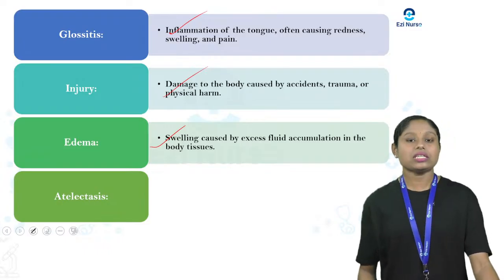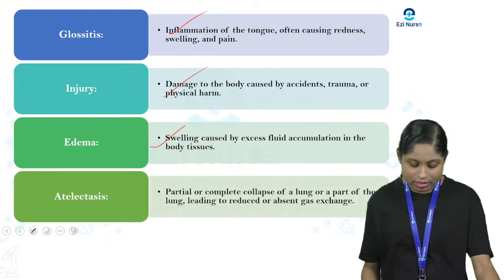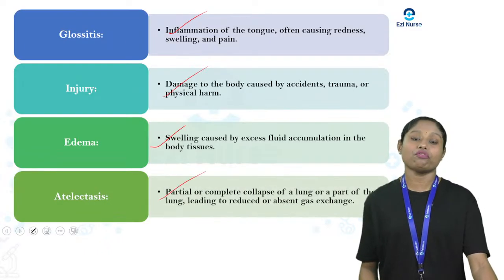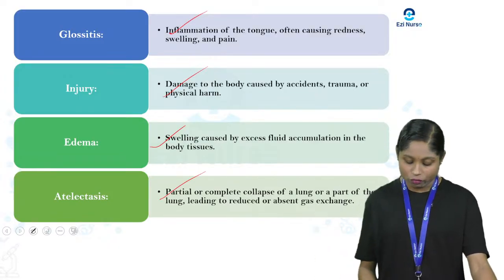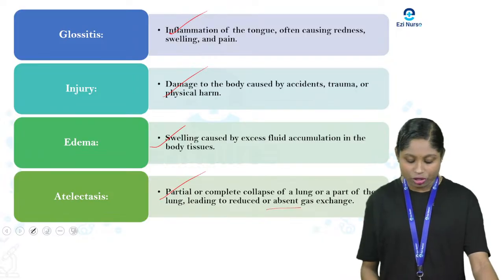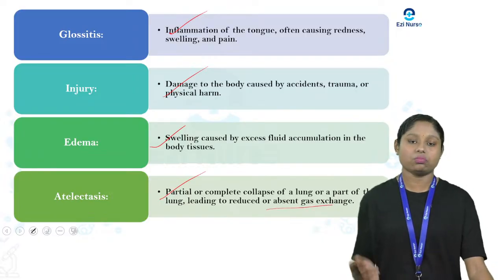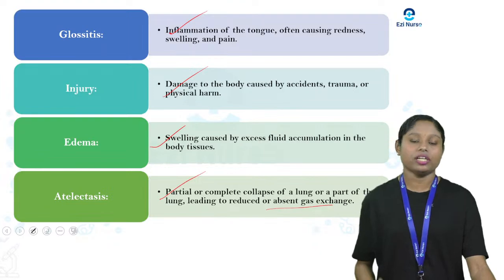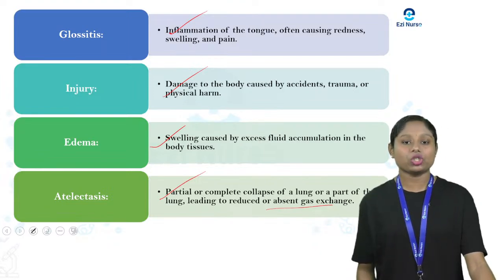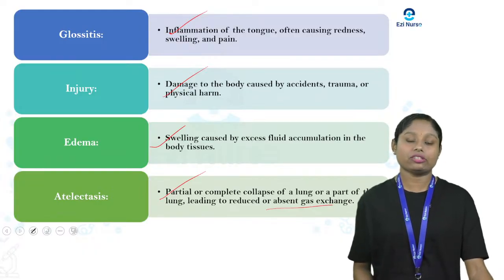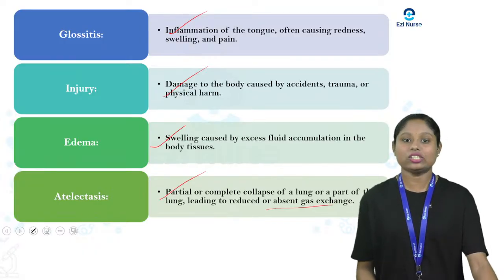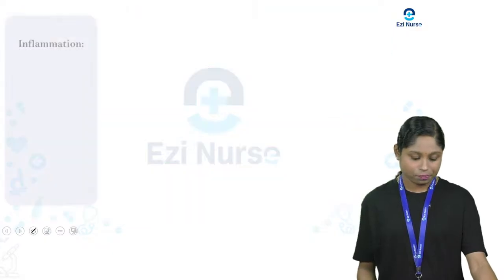Next word is atelectasis. What is atelectasis? Partial or complete collapse of the lung, or part of the lung, leading to reduced or absent gas exchange between oxygen and carbon dioxide. That condition is known as atelectasis.